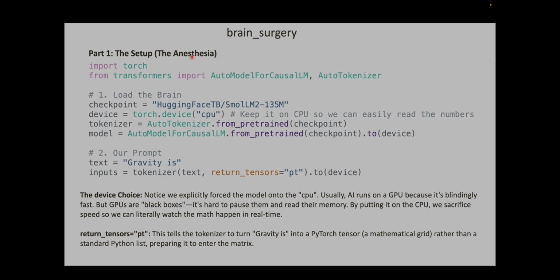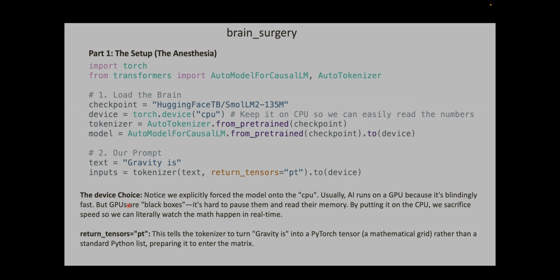First of all, anesthesia. The device choice you can see here, torch device. Usually it should be GPU if you want to actually run it, but for now I'm setting it to CPU. That's because GPUs are black boxes. It's hard to pause them and read their memory. By putting it on CPU, we sacrifice the speed so we can literally watch the math happen in real time. That's the idea of the CPU.